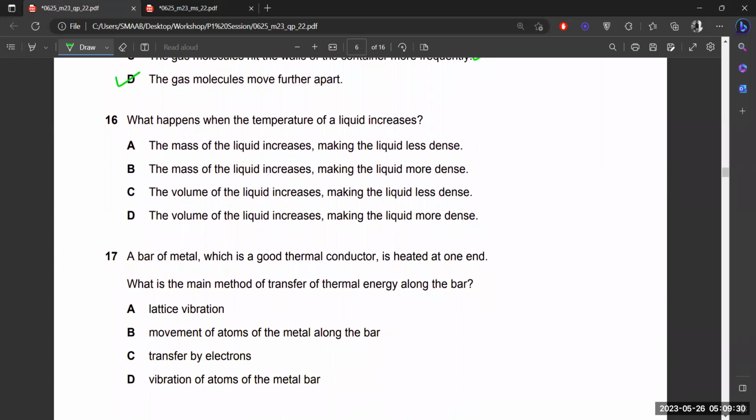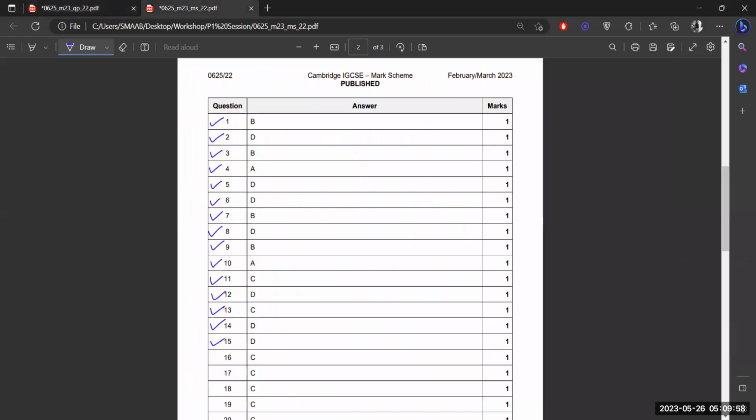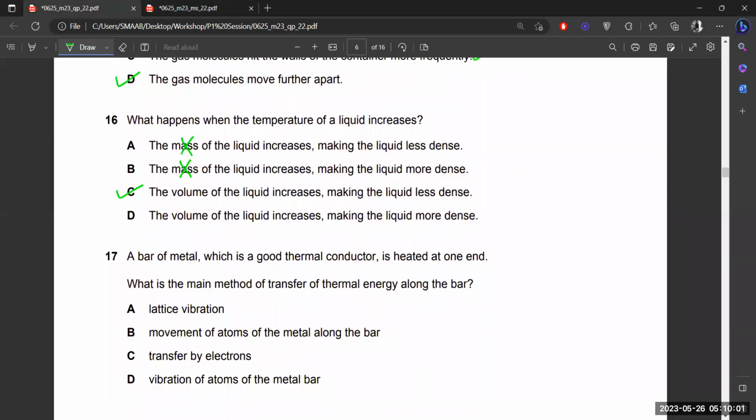Okay, question 16: what happens when the temperature of a liquid increases? The mass of the liquid increases, making the liquid less dense? Mass remains constant. The volume of the liquid increases, making the liquid less dense. Simple, that's correct. That was also repeated from past papers while we were doing topicals, so that question is also included over there. So C is the right choice.